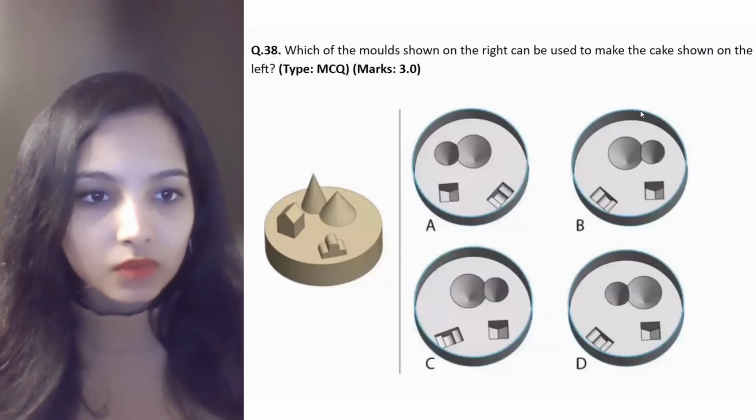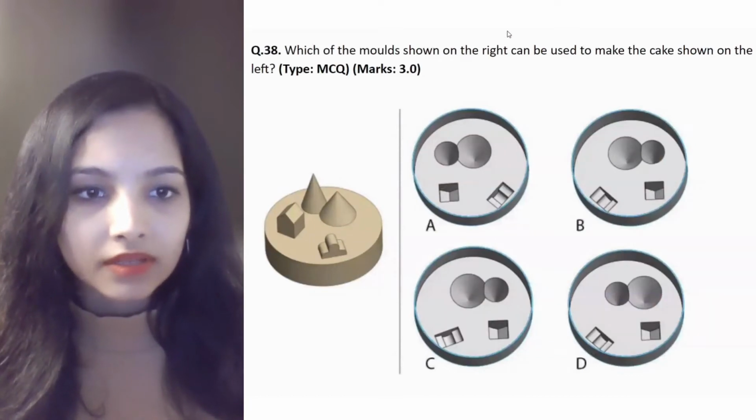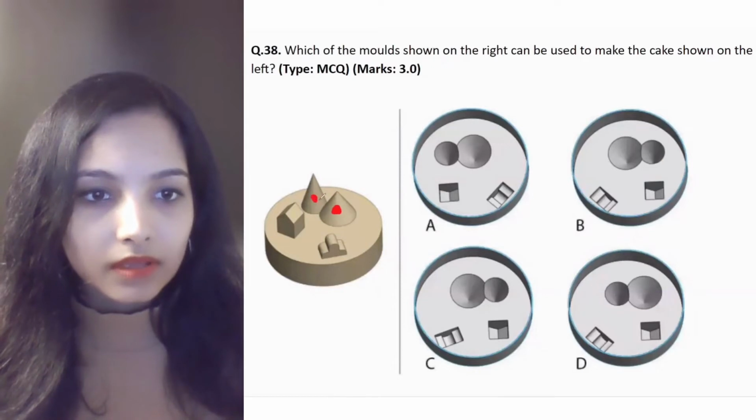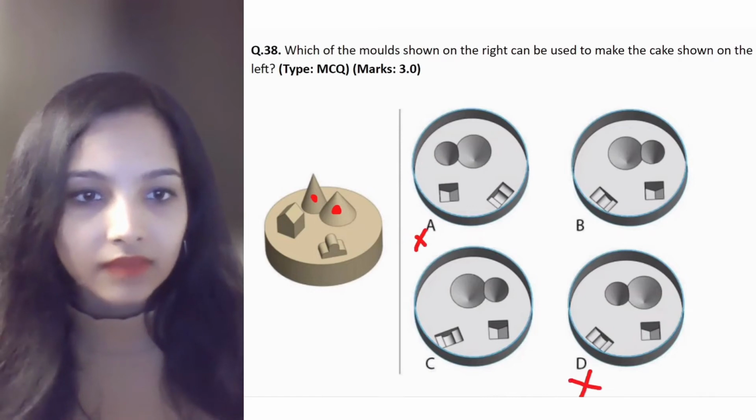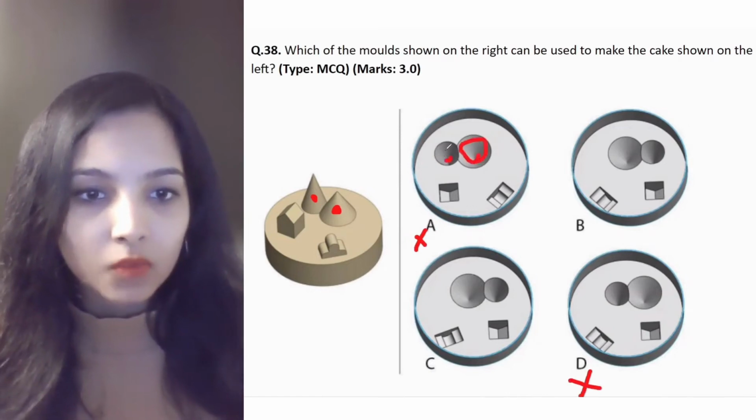If we look at these cones, there's a larger radius cone and there's a smaller radius cone. So if we look at the same arrangement, we can easily eliminate option A and option B, right? On the right, they have the larger cone and on the left, they have the smaller cone. So A and D are eliminated.